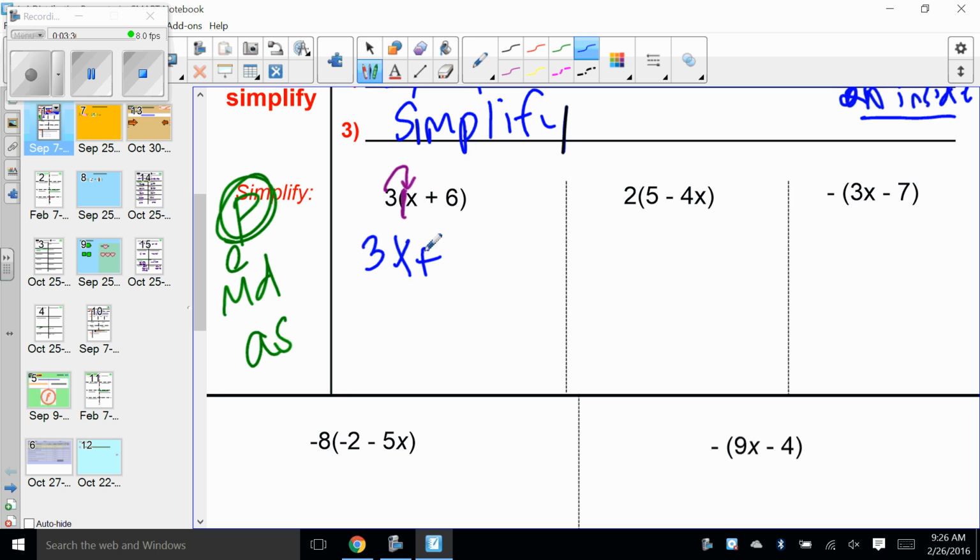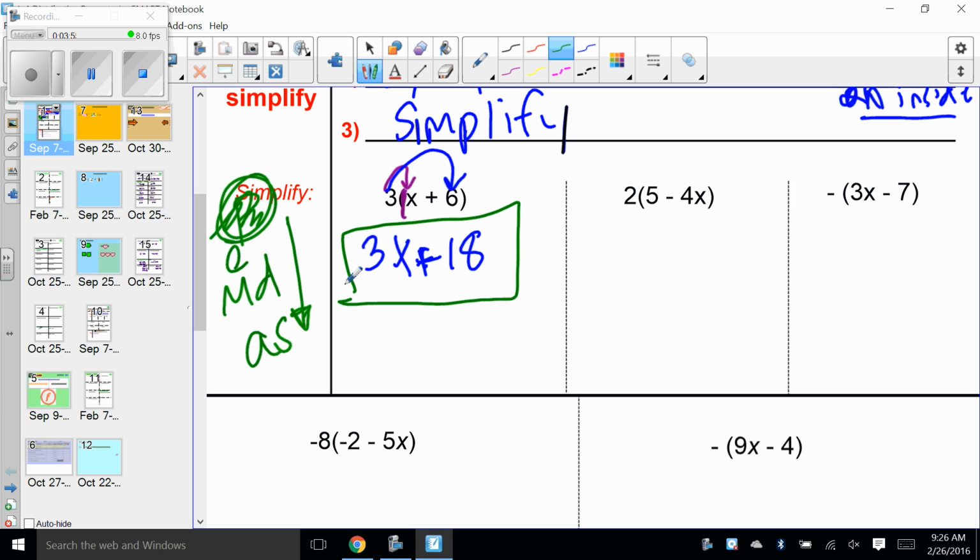We keep the sign in the middle, and then we distribute. 3 multiplied by 6 is 18. That's called the distributive property. That kills the parentheses, and then we can move on. As we move on, we need to combine like terms that have the same variable parts. So we have a 3x and we have an 18. Those are unlike terms, so we are done. 3x plus 18. Nothing else we can do there. The answer is 3x plus 18.